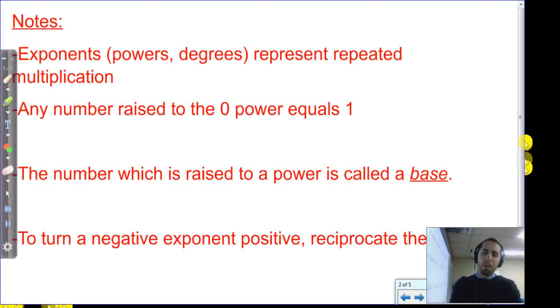So if we're going to multiply 8 50 times in a row, then you don't need to write 8 times 8 times 8, 50 times. You can just write 8 to the 50th power, or with an exponent of 50.